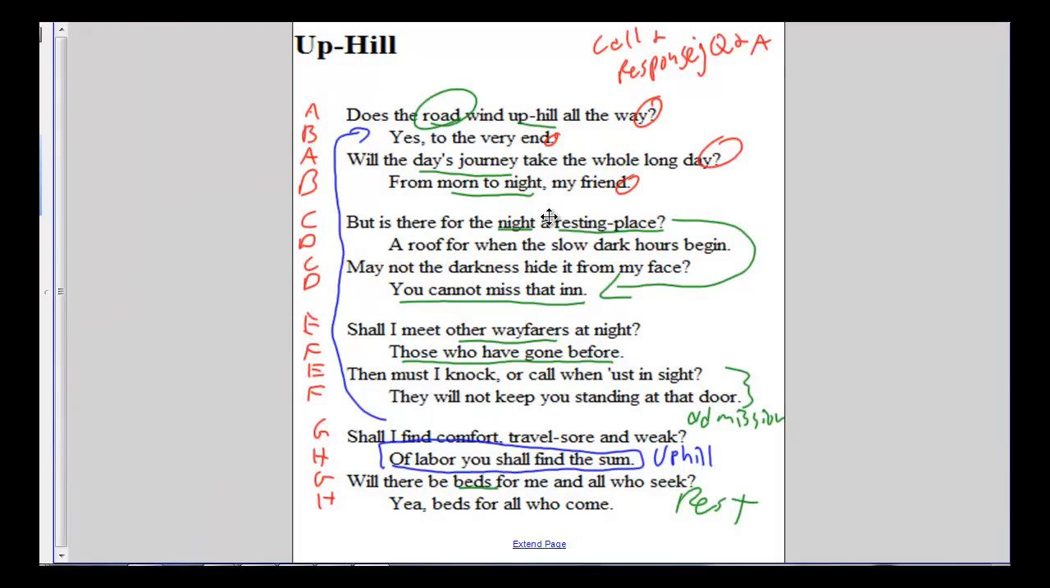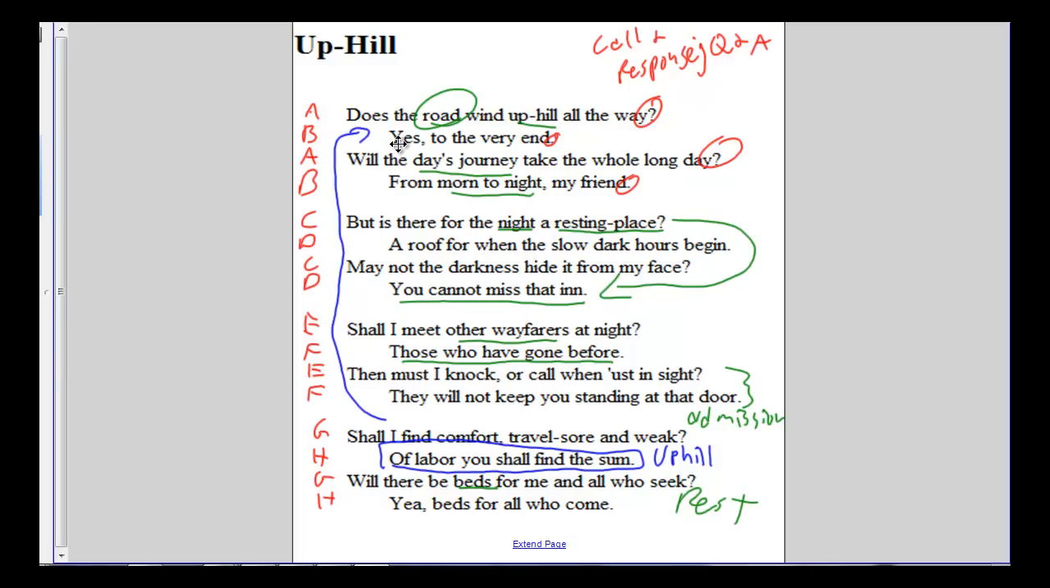The day's journey ends at night. There's an inn that you will arrive at in the night. "You can't miss it. You will meet other wayfarers there, those who have gone before you." "How do I get in?" "Don't worry about it. They will not keep you standing there." That's the admission to this inn. "Shall I find comfort? Travel sore and weak."